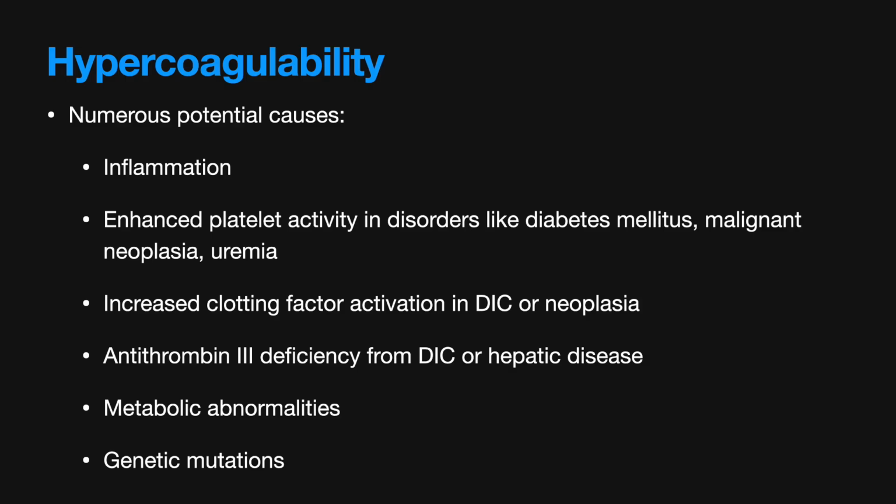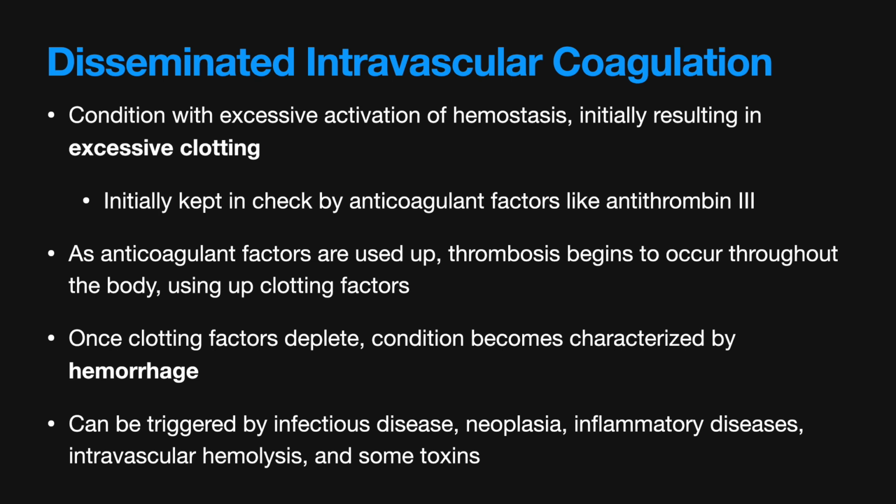Causes can include inflammation, enhanced platelet activity in disorders like diabetes, neoplasia, or uremia, increased clotting factor activation in DIC or neoplasia, antithrombin 3 deficiency from DIC or liver disease, metabolic abnormalities, and genetic mutations. Now, I have mentioned DIC a couple of times, and I mentioned it as both a cause of hemorrhage and a cause of coagulation, which seems a bit contradictory.